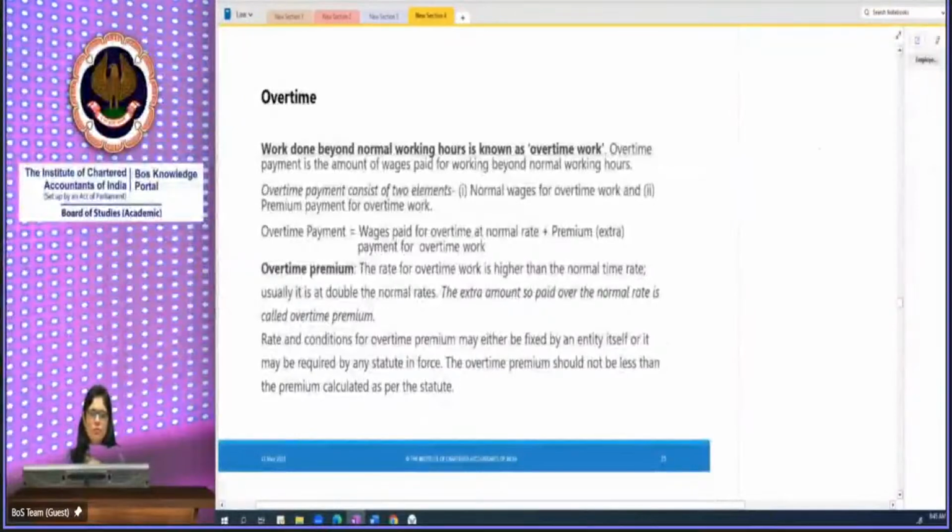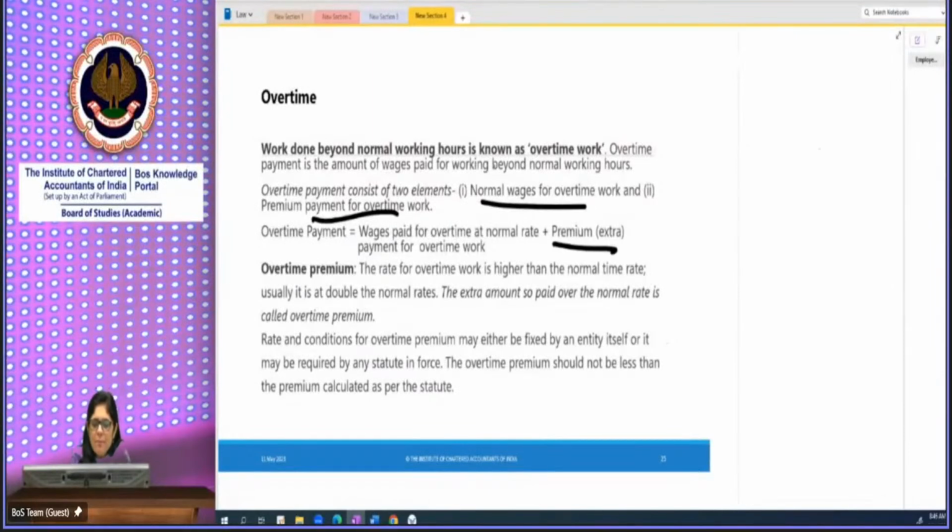All right, let's move to overtime. So overtime means the work done beyond the normal working hours is overtime. So let us say the time is till 6 p.m. and you're working till 8 p.m. So 2 hours is the overtime work you're doing. Overtime payment is the amount of wages paid for working beyond the normal working hours. Overtime payment consists of 2 elements, normal wages and premium for overtime work. So wages paid for overtime at normal rate plus extra payment for overtime work. That is the overtime premium.